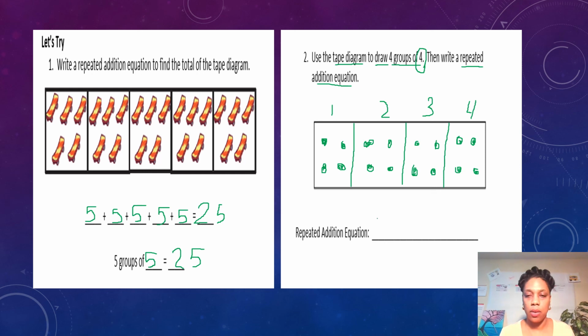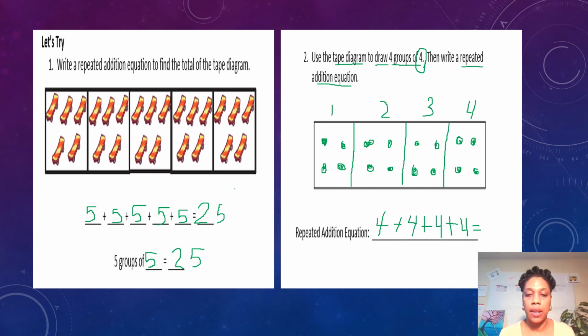Let me write that down. 4 plus 4 plus 4 plus 4 equals. Now, for me to find out the total amount, I have to go back and count all my chips together. So let's count all of the chips together.